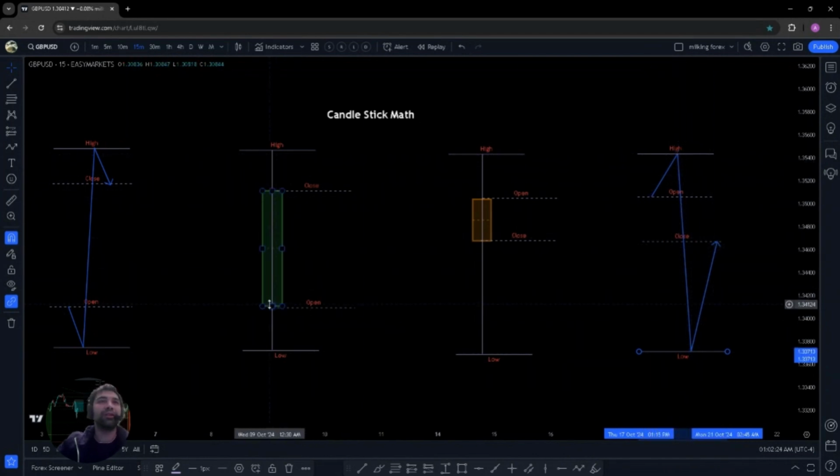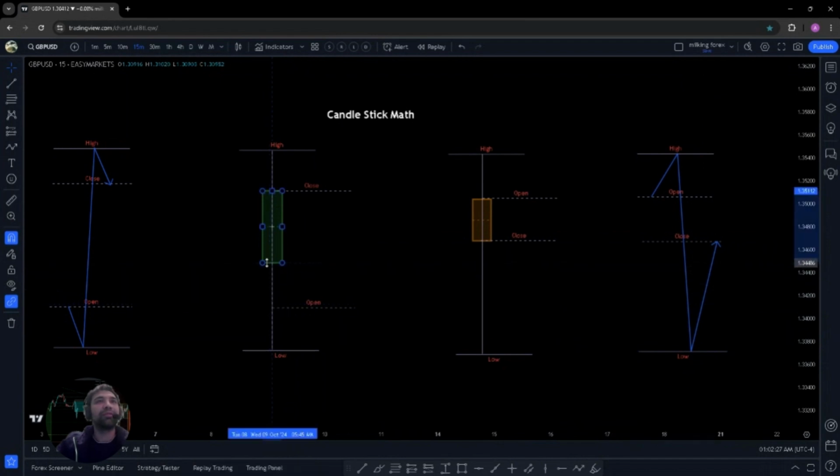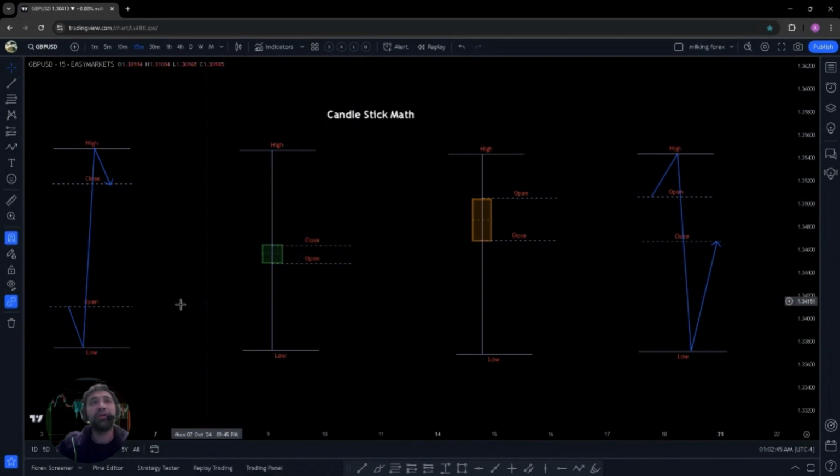Let's make it different so that it can be more complicated. Let's consider it like that. So what is happening here? Price opened here and price closed here. You need to always take these measures based on the body of the candle, right?